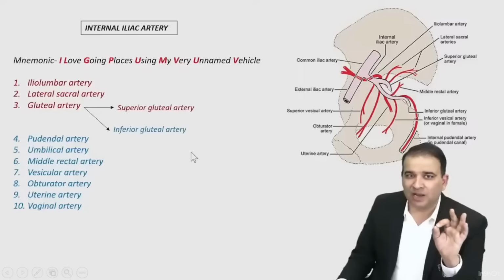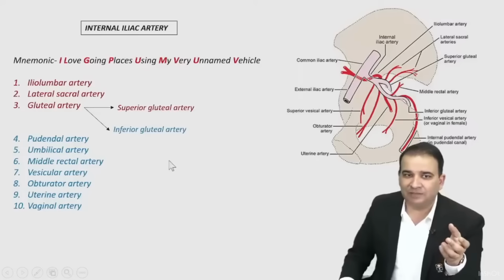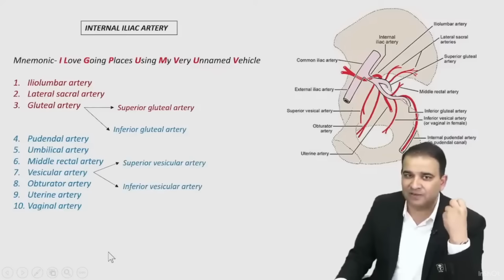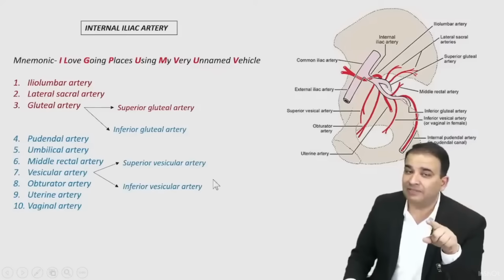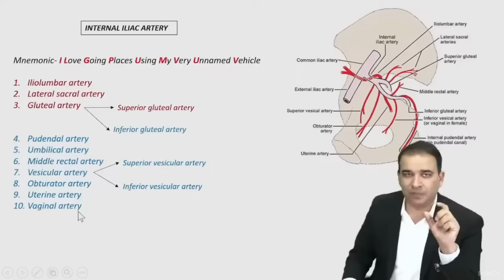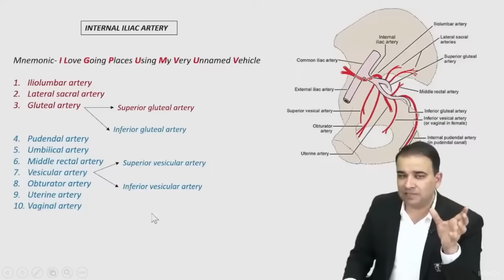We have a superior gluteal artery, inferior gluteal artery, and similarly we have the two vesicular arteries, a superior vesicular and an inferior vesicular. Although females do not have an inferior vesicular artery. The job of the inferior vesicular artery is done by the vaginal artery only. The base of the bladder in females is supplied by the vaginal artery. They do not have an inferior vesicular artery.